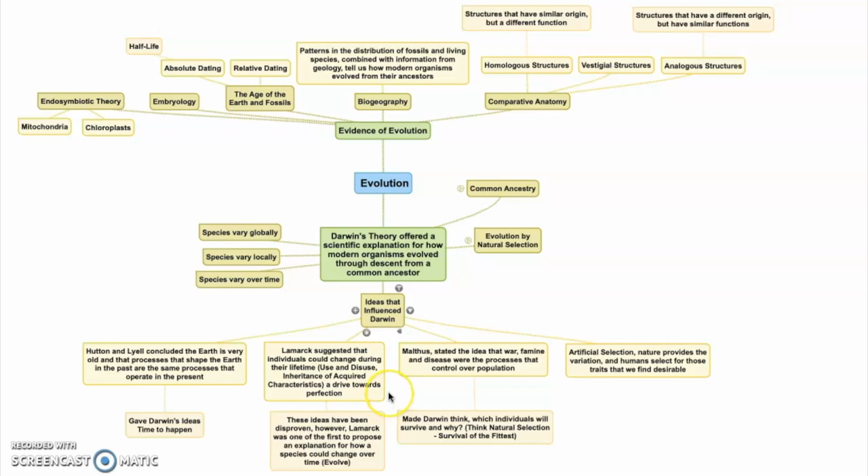Then we take a look at Malthus, and he stated that war, famine, and disease are going to be processes that can control population. And this idea of population control kind of made Darwin think, well, what are the reasons why certain organisms actually survive and why do others not survive? So this is that idea of survival of the fittest.